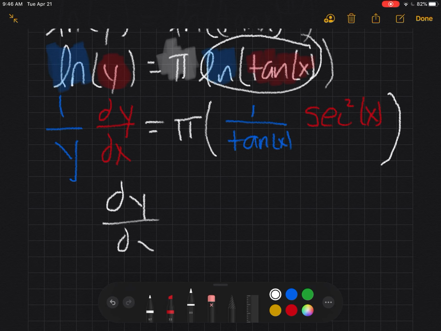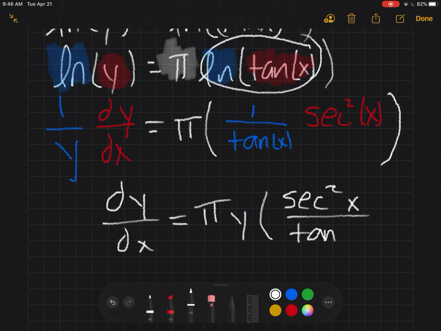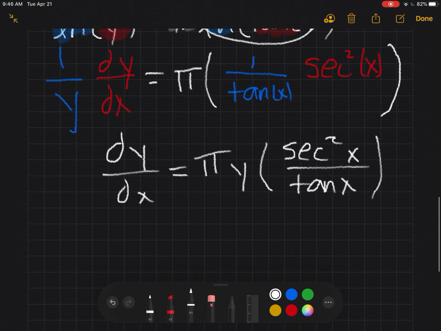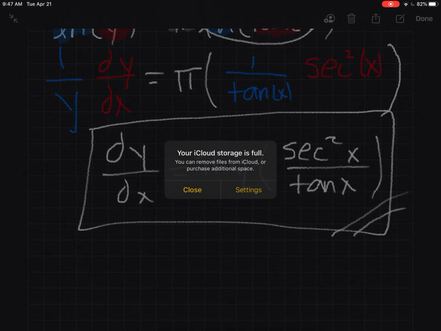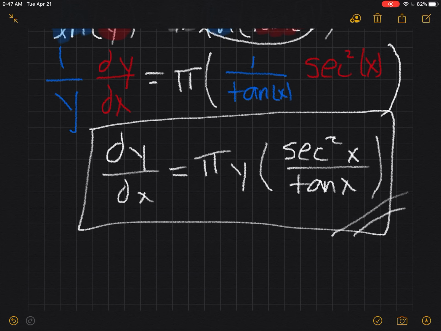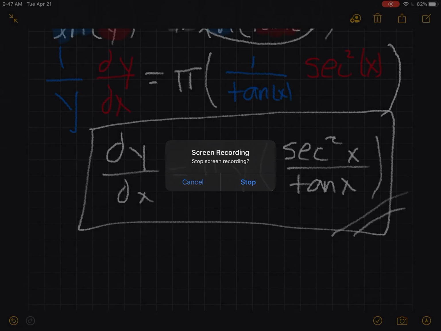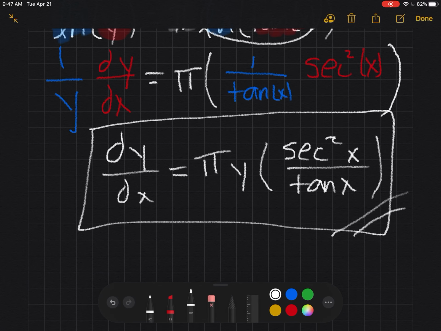calculus 2 quite often. All right, so this is what we have now that we've taken our derivative, and now our goal is to solve for the differential, dy over dx. So what I'm going to do is multiply all through by y, and that gives me dy over dx is equal to pi y times secant squared x over tangent x.